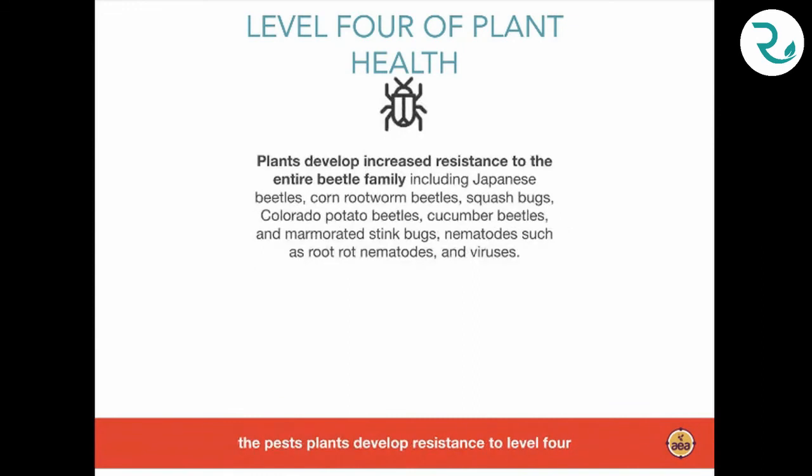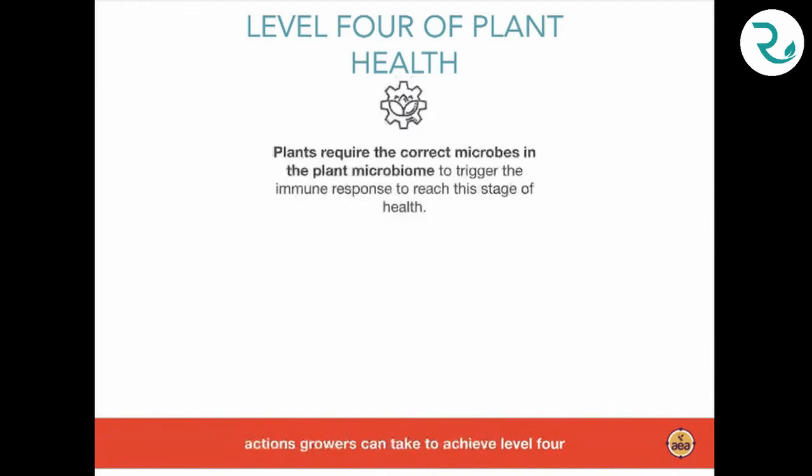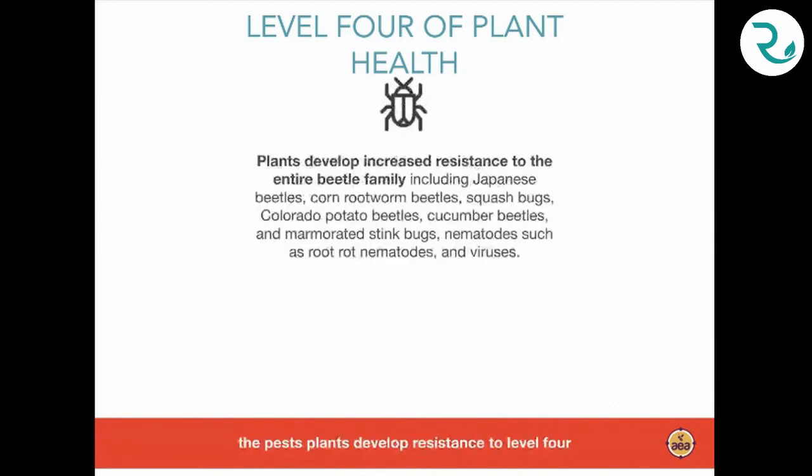At this stage, plants become resistant to all of the beetles, Japanese beetle, Colorado potato beetle, marmorated stink bug, and so forth, as well as nematodes and viruses. So nematodes do not have a chance for plants at this level of plant health, and viruses can be present in the parent plant material, such as in seed potatoes, but when this crop is grown out, that viral infection will not express itself, and in fact, the viral DNA can be removed entirely when we have the right mineral nutrition to accomplish that.